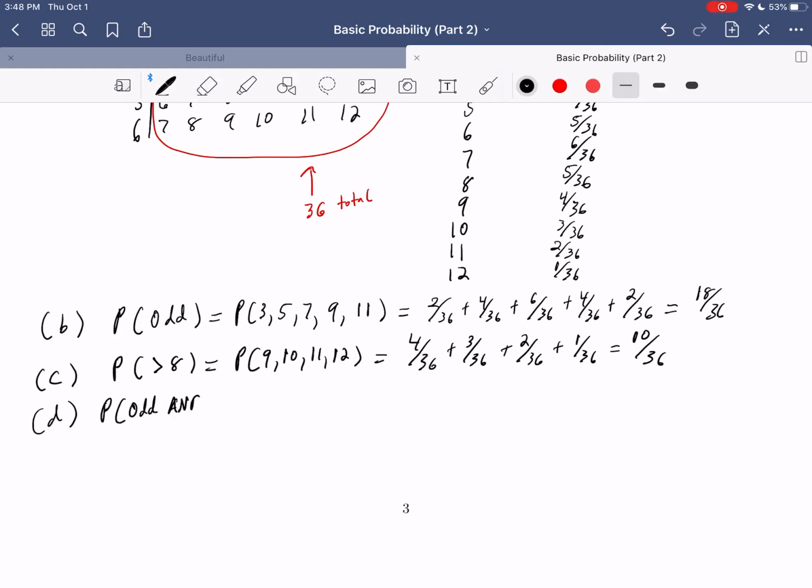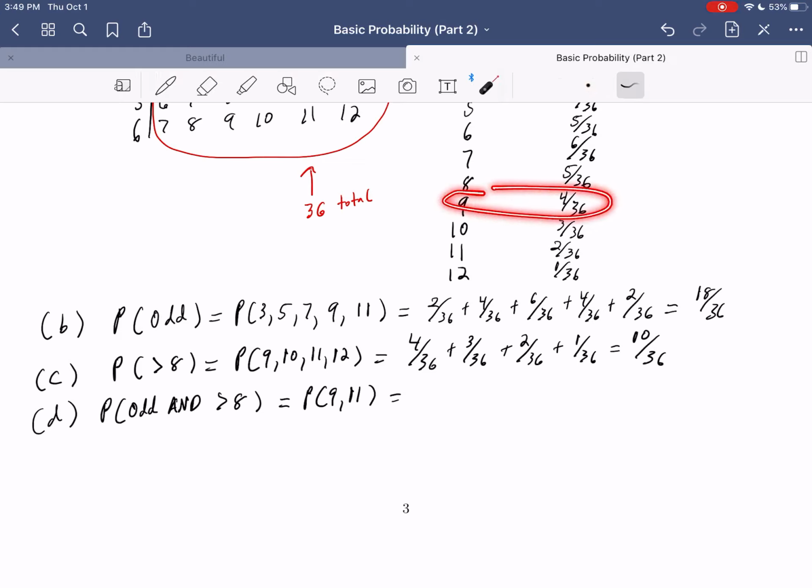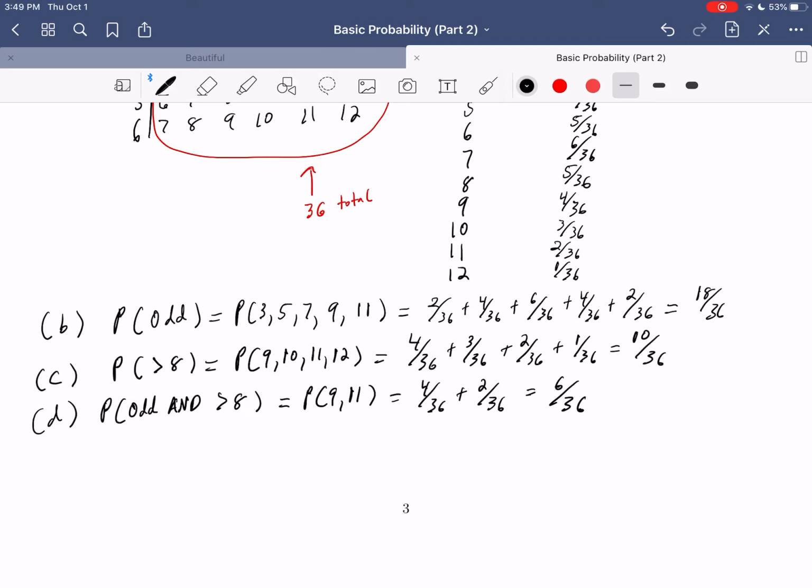Odd and greater than 8. Now again, remember mathematically, when you say and, you're talking about things that have both these traits. So in other words, we need to think of odd numbers, but they also have to be greater than 8. So all the odd numbers are here, but of course 3, 5, and 7 wouldn't work because they're not greater than 8. So the only outcomes that would satisfy this would be 9 and 11. Those are the only odd numbers that are greater than 8 that are possibilities here. Their probabilities, for 9 it was 4 out of 36, for 11 it was 2 out of 36, so we can put those together. 4 out of 36 plus 2 out of 36 would give us 6 out of 36.